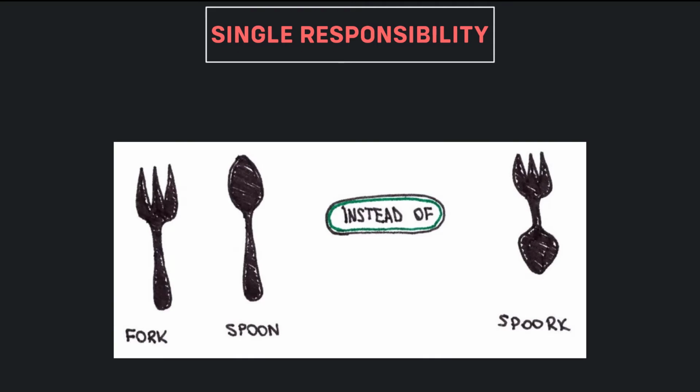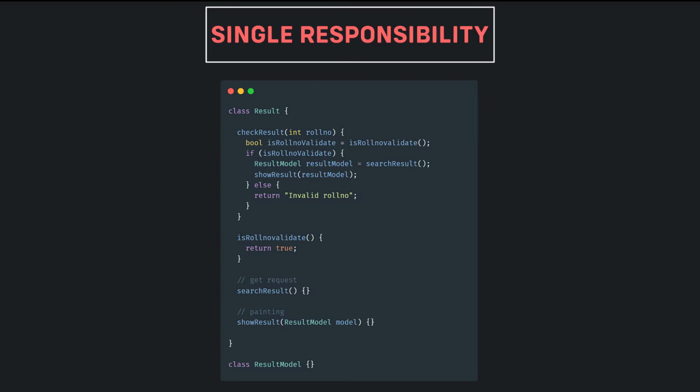Single responsibility principle. As is clear from its name, a class should only be responsible for one thing. That means a class could change for only one reason. Let's first see the bad practice in which maintenance is not pleasant, because of all the things in one single place: validation, GET request, and also painting.